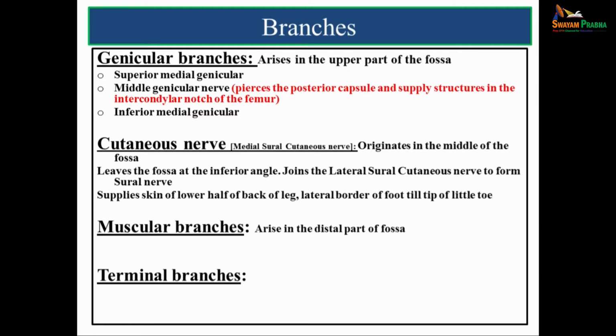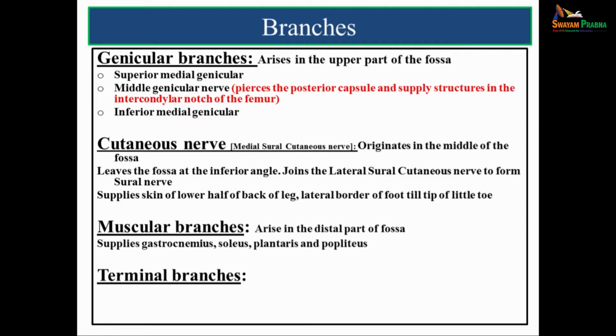The cutaneous nerve of the tibial nerve is called the medial sural cutaneous nerve. It originates in the middle of the fossa, leaves the fossa at the inferior angle, joins the lateral sural cutaneous nerve and forms the sural nerve. The area of supply: it supplies skin of the lower half of the back of the leg and the lateral border of the foot till the tip of the little toe.